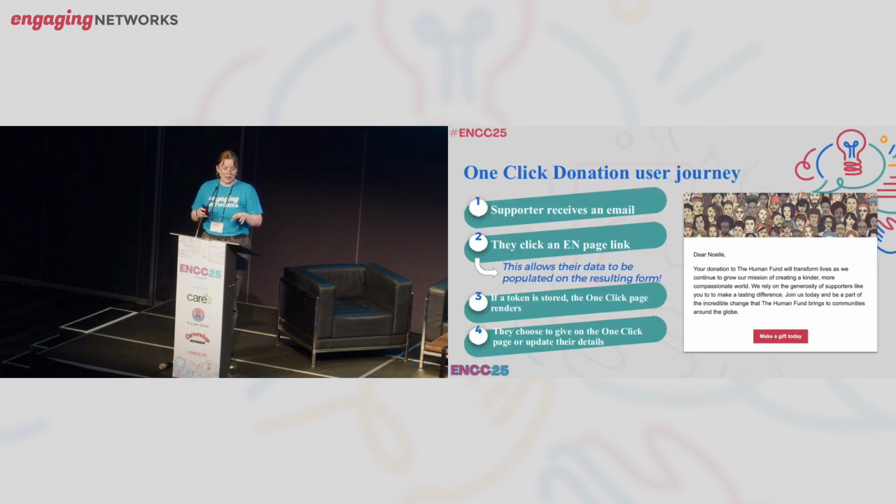So to go over again the user journey, it basically always begins with a supporter receiving an email. They'll click an EN page link, and that's what allows their data to be populated on the resulting form. If there is a token stored, the one-click page will render. They can choose to either give on the one-click page, or they can update their details to submit a gift that way.